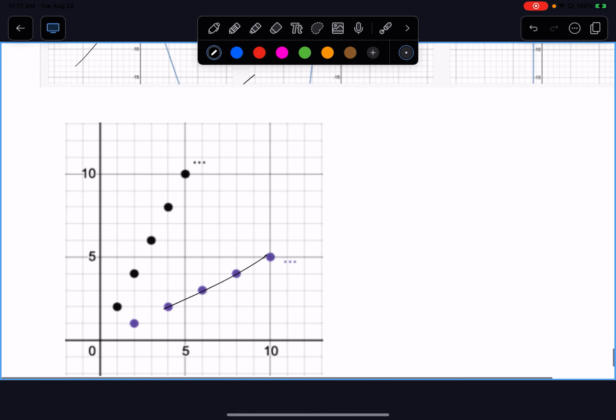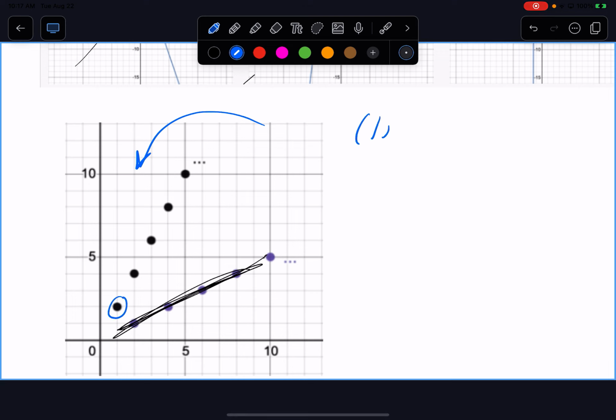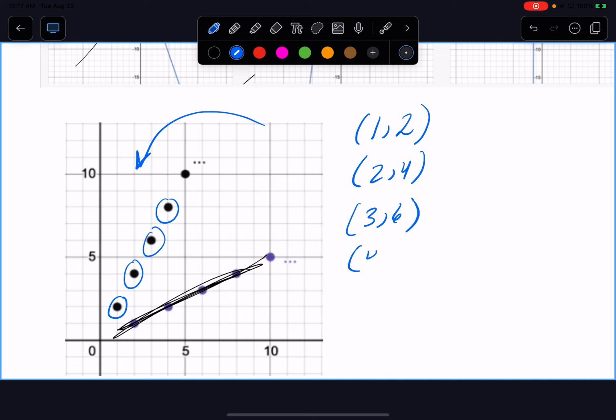So what if they didn't give you these points? I did that for quickness purposes. So what if they said to you on the homework, given these points, graph the inverse? What I recommend doing is writing down the XY points you see. The point is 1, 2, okay. Then the next point is 2, 4. Then the next point is 3, 6. Then the next point 4, 8. And the next point 5, 10.